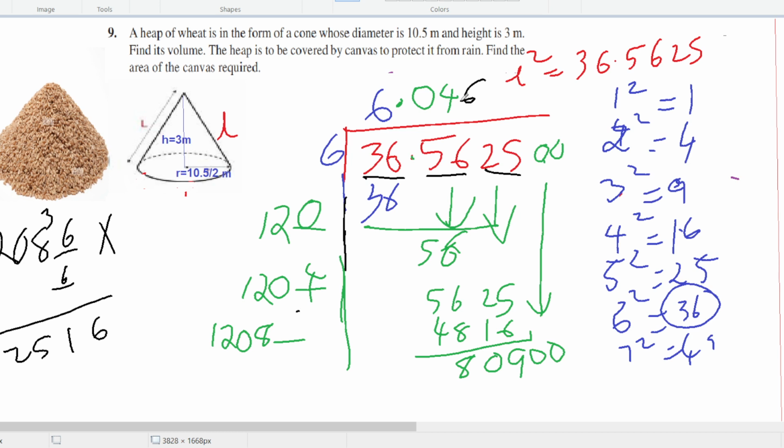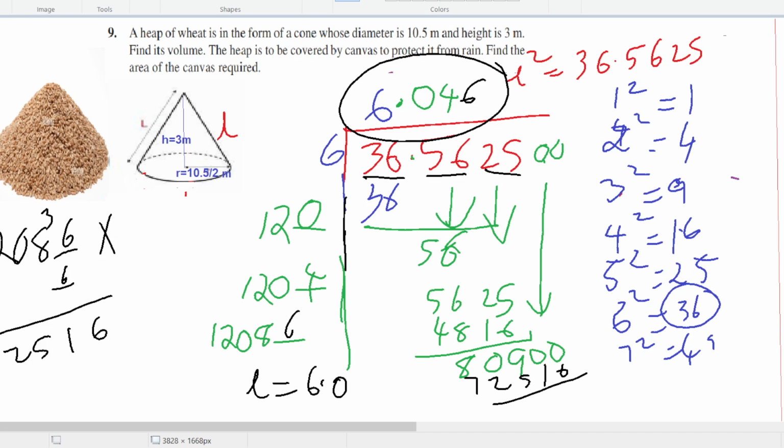So you will be getting 6, then you will get 7 2 5 1 6. So now we got till 3 digits, right? So that is enough. We can stop it here. We can write the square root of this, L is equal to 6.0 4 6, we can round it to 6.05. So I have rounded to 2 decimal places. So L we got as 6.05.